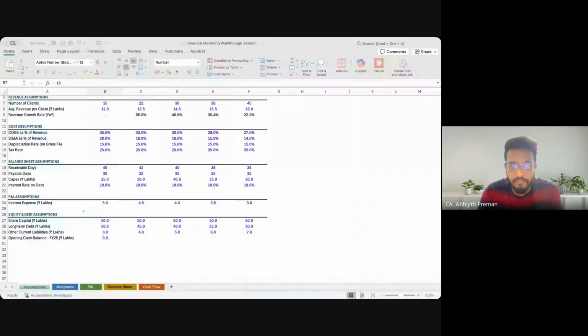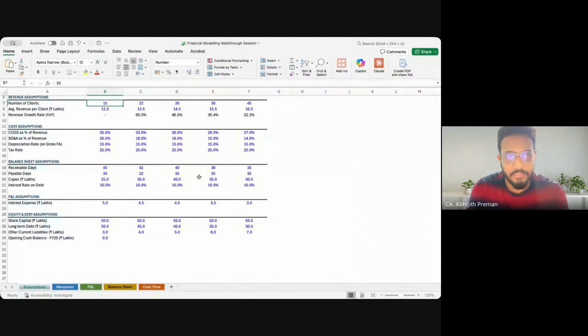Then share capital 50 lakhs. So 50 lakhs is the amount that the investor or the founders would be bringing in year one. Then debt I have taken as 50 lakhs. 5 lakh would be repaid, 5 lakh repayment each year. Then other current liabilities, I have again assumed as 3 lakh, 4 lakh, 5 lakh, 6 lakh, 7 lakh. Again, this can also be linked to your balance sheet and all those things. Then opening cash balance I've kept 0, assuming that this is a newly started business. So these are the key assumption sheets.